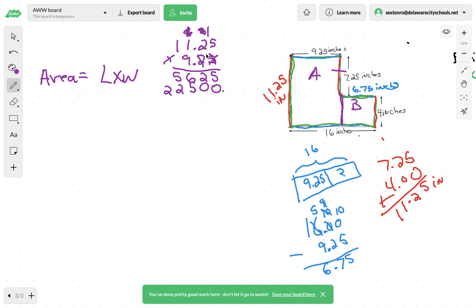Now I'm done with that. Now, this is a 9, but I got 2 digits behind it, so I need 2 zeros. Because really, I'm going to call that a 900, right? 9 times 5 is 45. Carry the 4. 9 times 2 is 18, plus 4 is 22. 9 times 1 is 9, plus 2 is 11. And 9 times 1 is 9, plus 1 is 10.